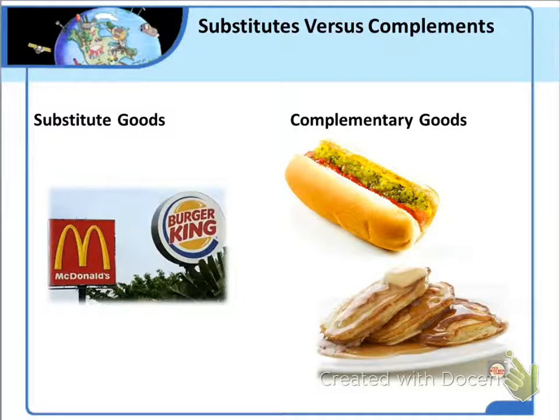These effects work in reverse as well. If the price of gasoline falls, it will become less expensive to drive an SUV, and the demand curve for SUVs will shift to the right, and there will be an increase in the demand for SUVs.